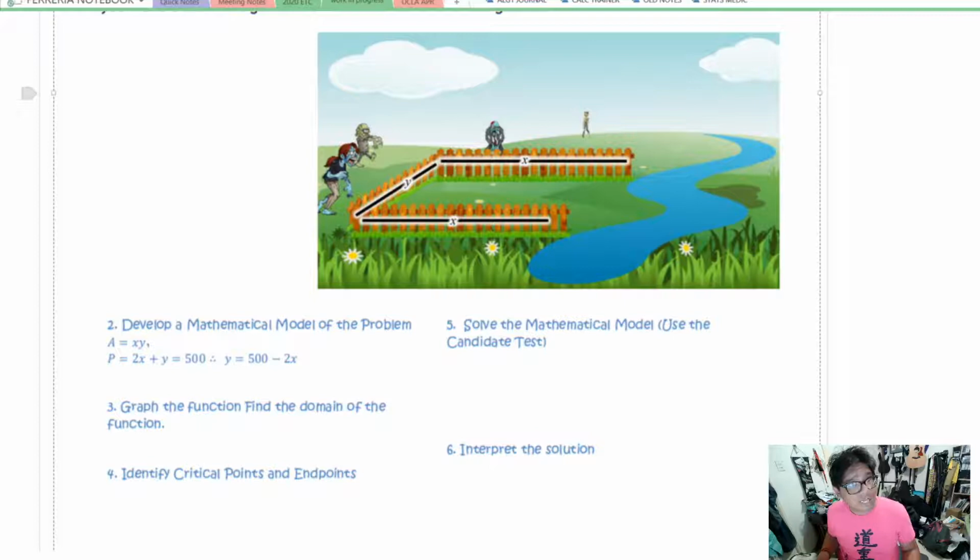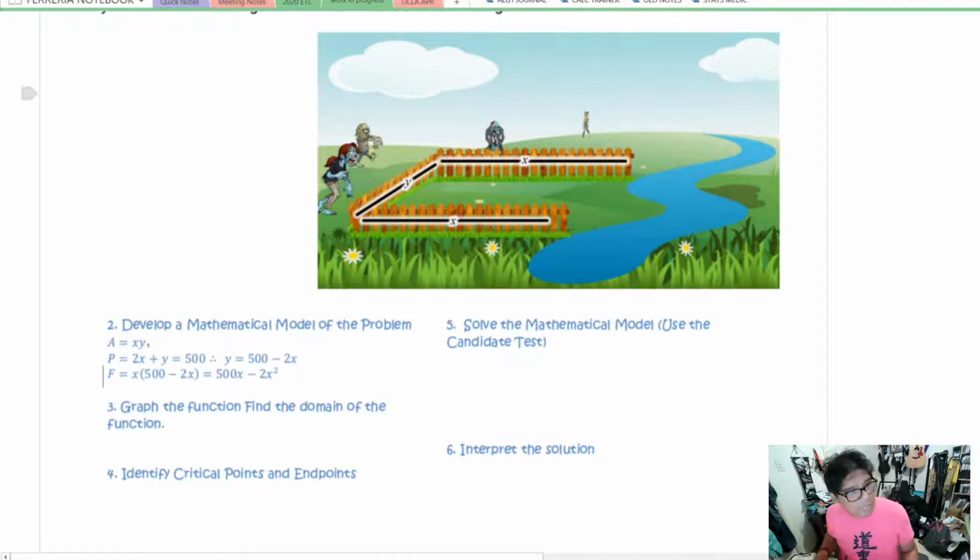Let me just highlight that for you. x plus y plus x. Altogether, that is 2x plus y. That's got to be 500. And we want to keep one of the variables, so we're just going to solve for y. We're going to say that y equals 500 minus 2x. And where is that 500 minus 2x going to go, do you think?